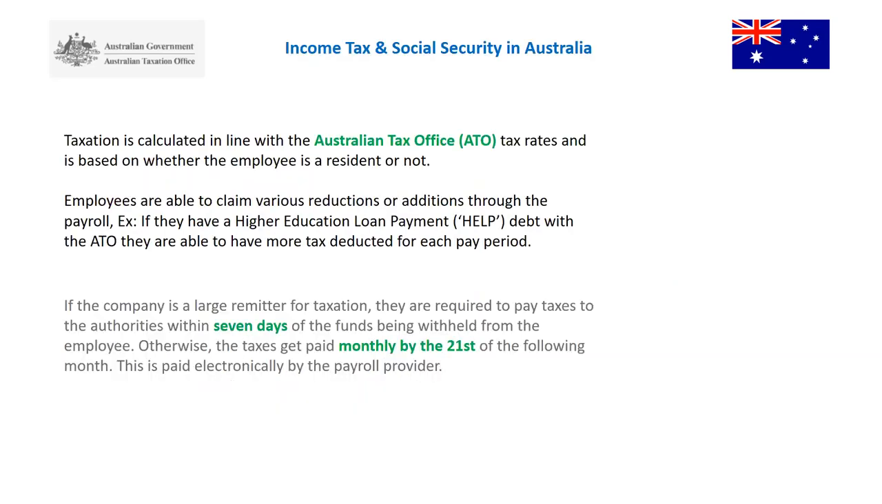So as I was mentioning, the ATO, Australian Tax Office, takes care of it, and whether an employee is a resident or not, there are some variations. Whenever it is required, I just highlighted the major ones. Within 7 days of funds being withheld, we have to understand that the tax gets paid monthly by the 21st of the next month. This is from an organization point of view, not an employee point of view, because the organization has to pay the total tax by the 21st of the following month. That is the timeline.